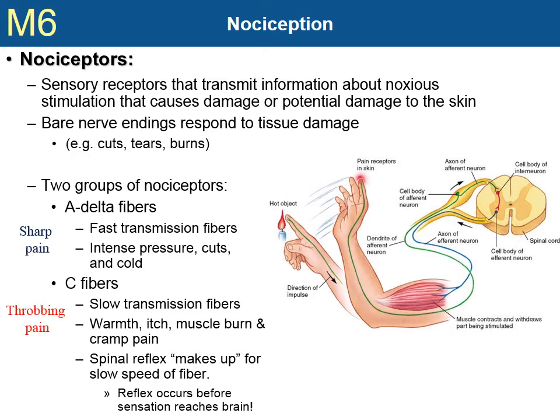These two types of fibers, each with a different speed, help us to understand the two-phase process of pain. The first wave of pain is the sharp, fast pain. As it subsides, we then feel the throbbing, slow pain. A delta fibers, fast, sharp pain. C fibers, slow, throbbing, warmth pain.